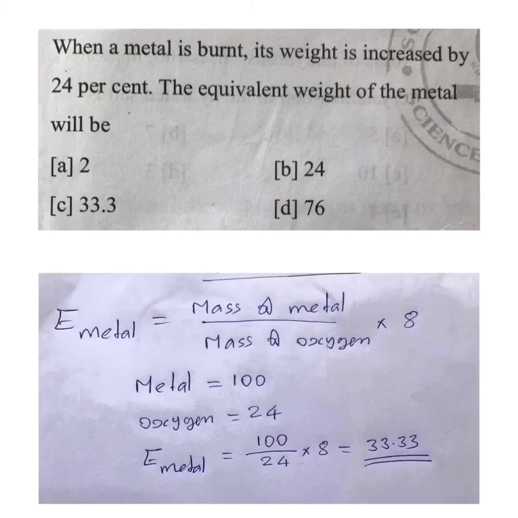In this question, the weight of the metal is increased by 24%. So if we consider the mass of metal as 100, then the mass of oxygen will be 24. So the equivalent mass of metal can be calculated, and the answer is 33.33.